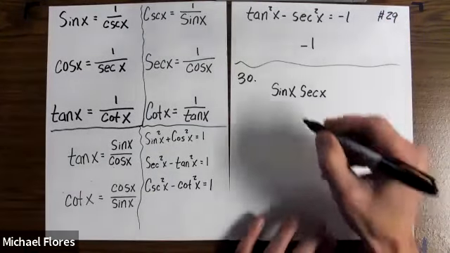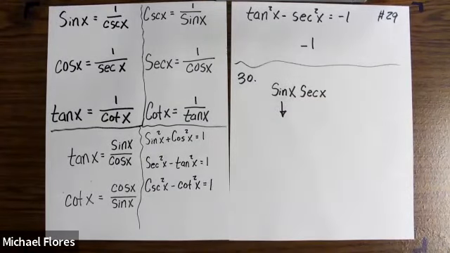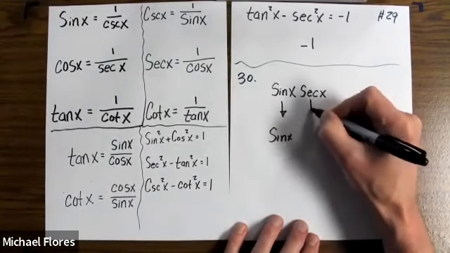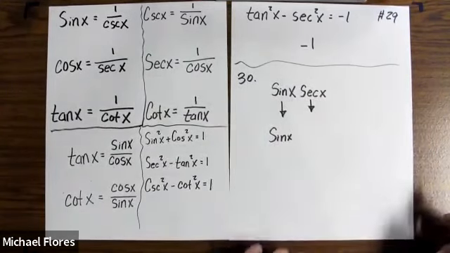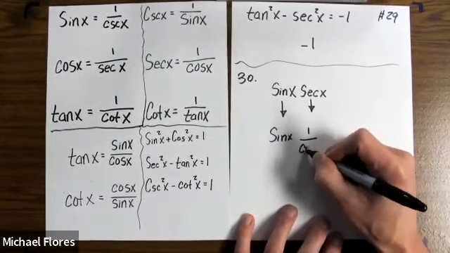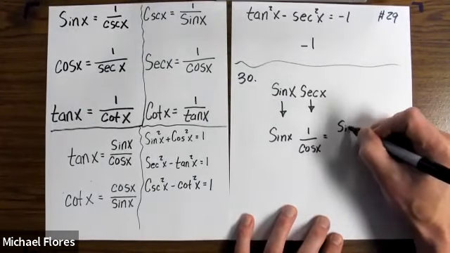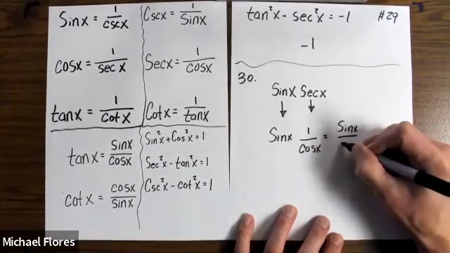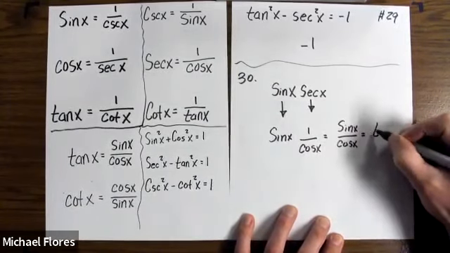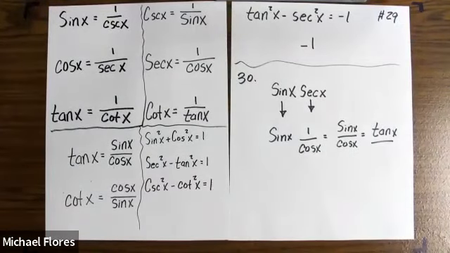Sine of x times secant of x. Usually, if you see sine or cosine, leave it alone, don't change it. So let's leave this sine of x. Reciprocals, you almost always want to change to its reciprocal identity, which would be 1 over cosine of x. If we multiply this out, we get sine of x over cosine of x, which is a quotient identity. That's the same thing as tangent of x. Final answer.